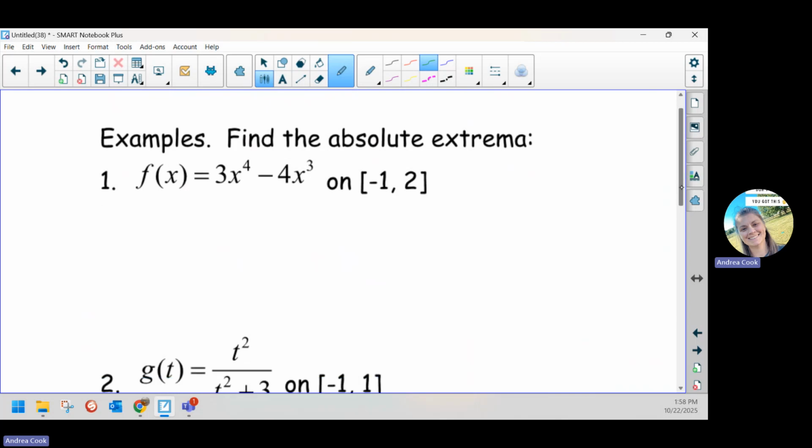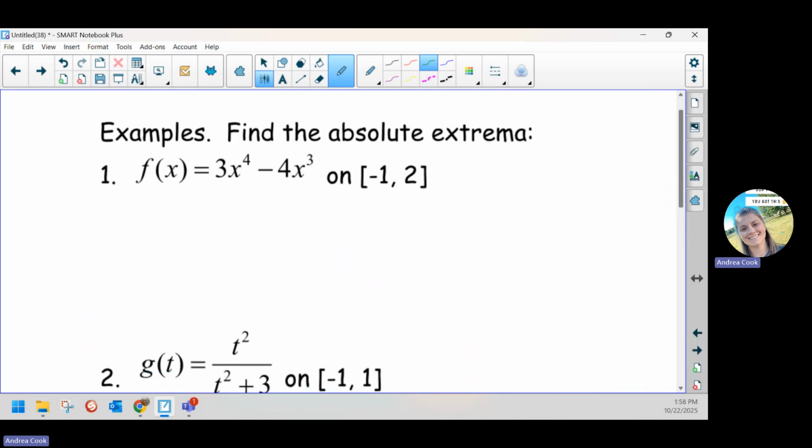Okay, so we are going to find absolute extrema. So again, this is a polynomial function. So that means that the domain is all real numbers. So that means that this graph is continuous. And we have a closed interval. So the extreme value theorem guarantees a min and a max.